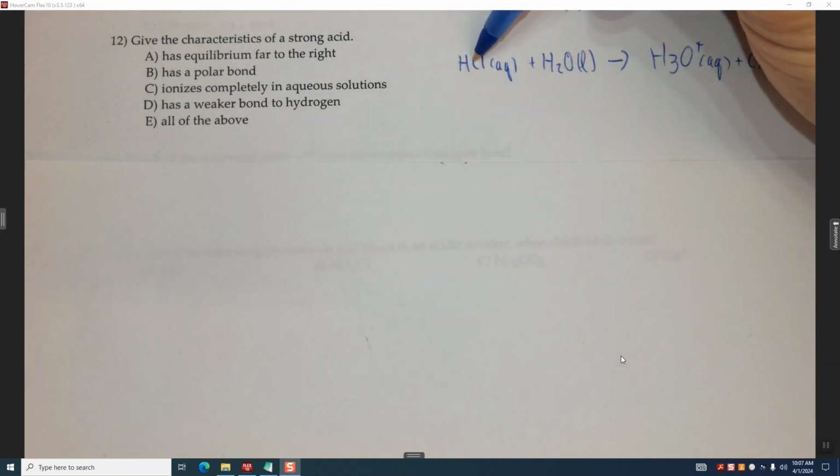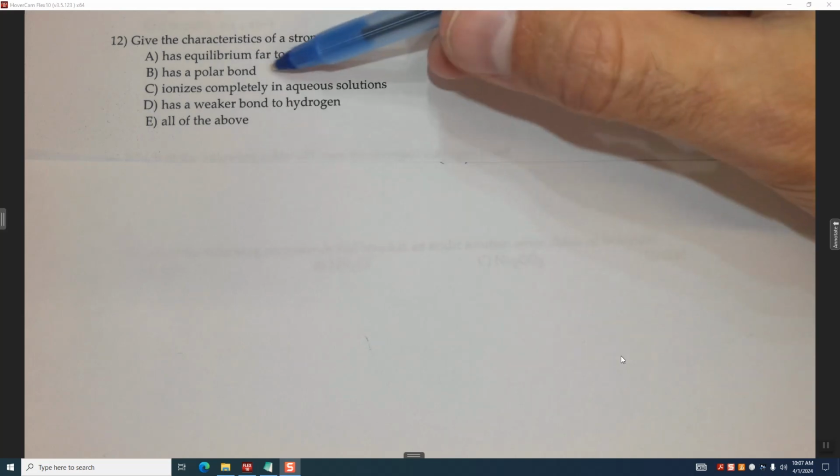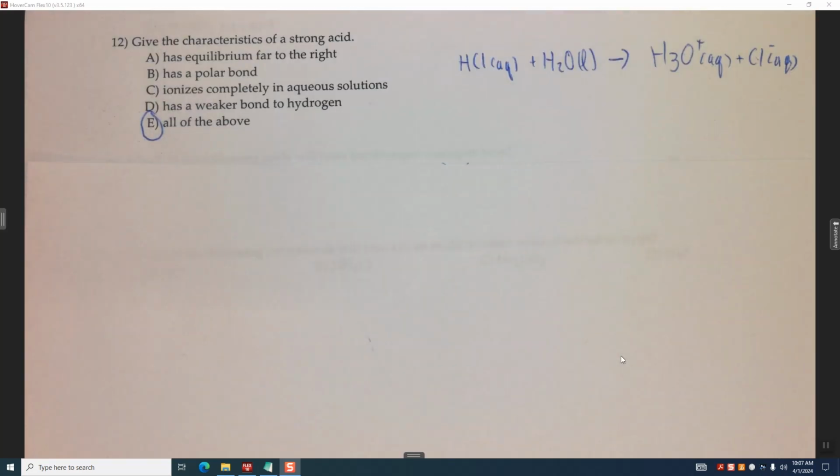This has a very weak bond to hydrogen. It desperately wants to get rid of a hydrogen to the extent that it completely does it when you put it into water. So this has a very weak bond to hydrogen. So the answer here is choice letter E, which is all of the above.